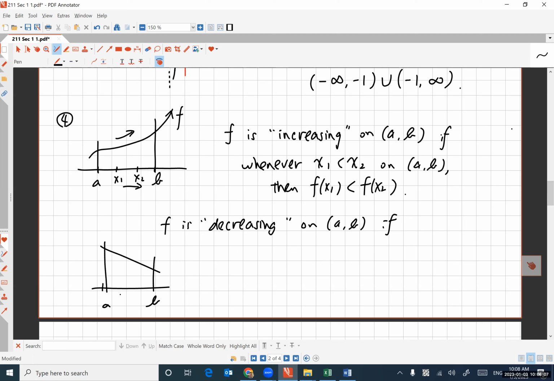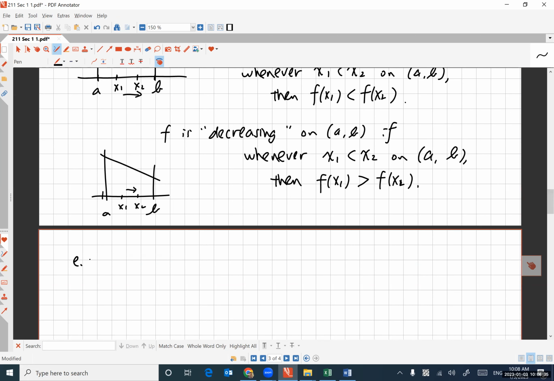Here's A, here's B. Whenever x1 is less than x2, you want x1 to still be less than x2. But at this point, because you want the function to be decreasing, you want to say f of x1 is greater than f of x2. Okay, and so that is how you define increasing or decreasing.